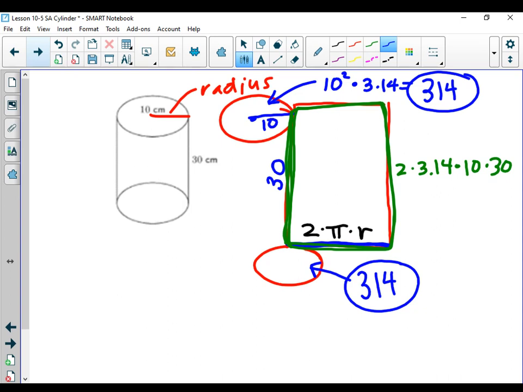So what did we get? Now what? Right! Circle plus rectangle. Circle plus circle plus rectangle.